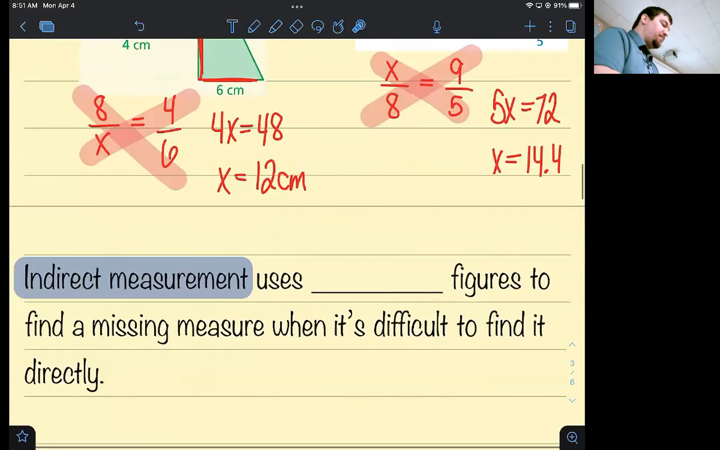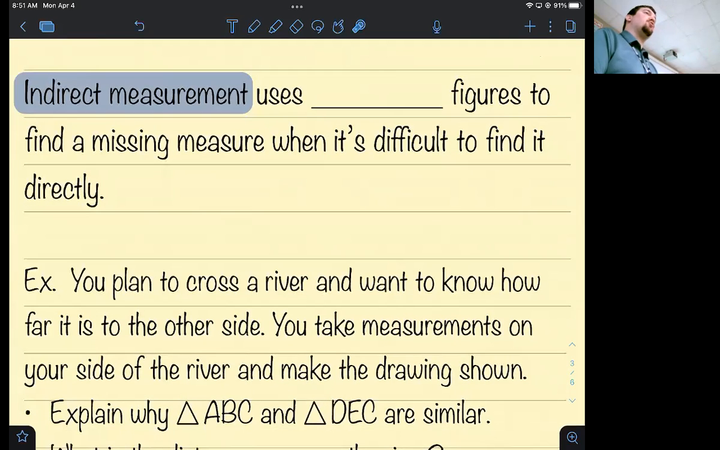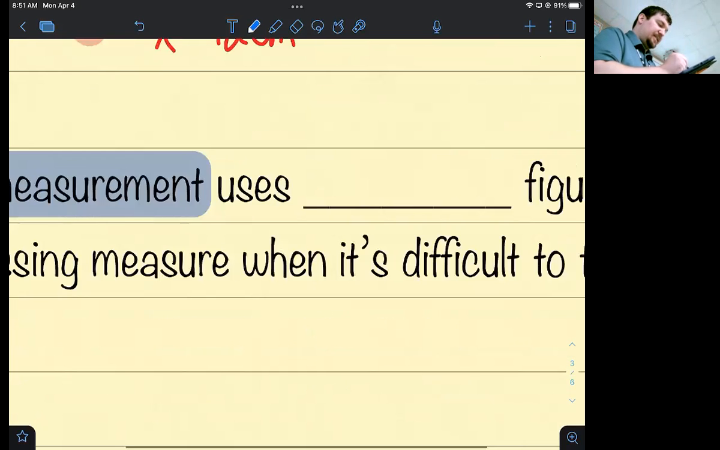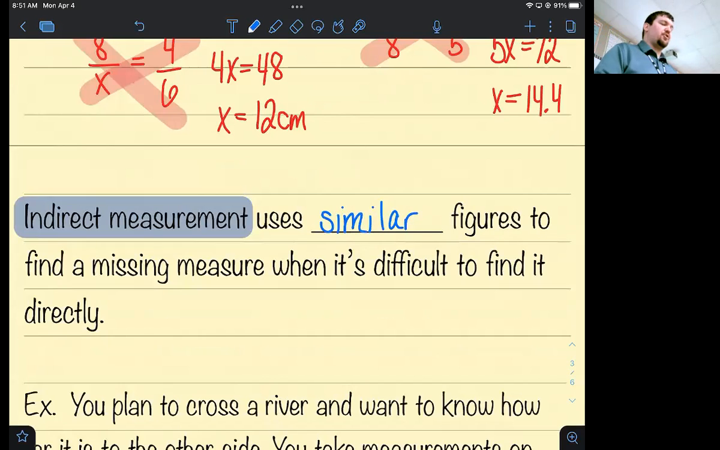All right, let's get to the important part of the lesson. Why would I need to be able to use similar figures? Because we use similar figures with indirect measurements. So there's our next vocab word. Indirect measurement uses similar figures to find a missing measure, like an angle measurement or a particular side length, when it's difficult to measure it directly.